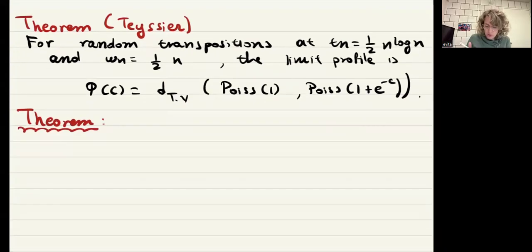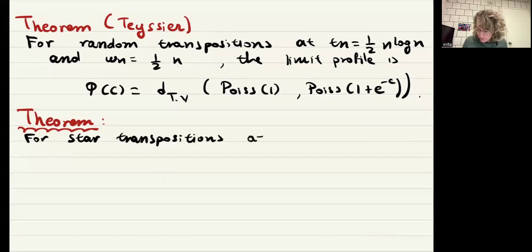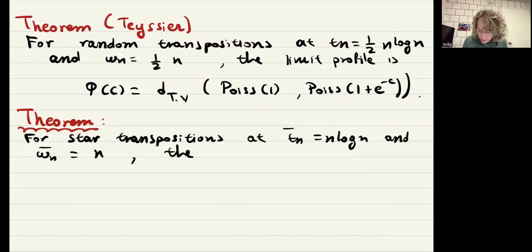The theorem I will be discussing mostly today is the following, which also introduced techniques. Both these theorems introduced techniques for us to study limit profiles. So for star transpositions, let's say the cutoff time T_n bar is n log n, and the window W_n bar being n, the limit profile is the same. The only thing that changes is the cutoff time and the window time.